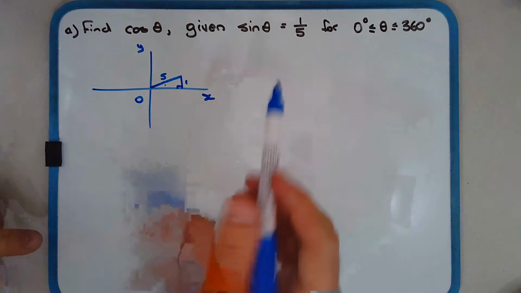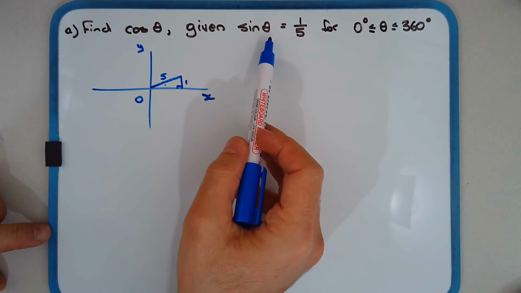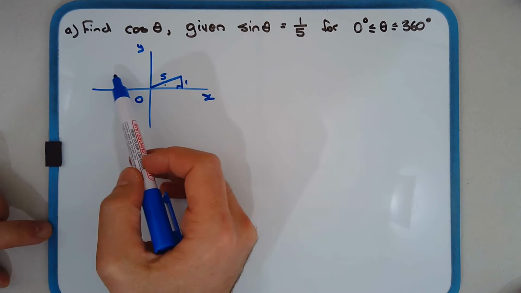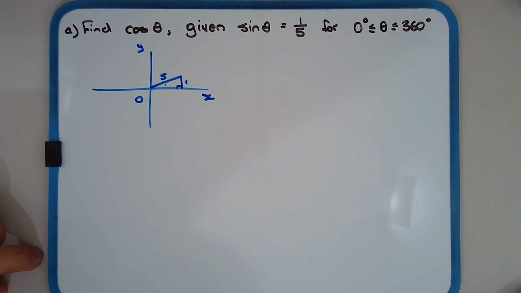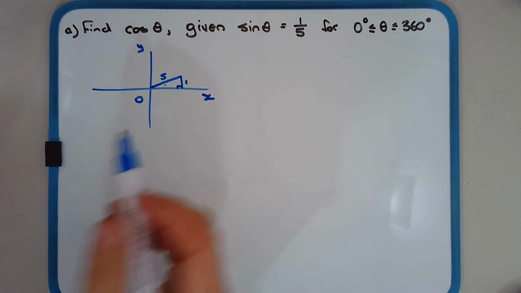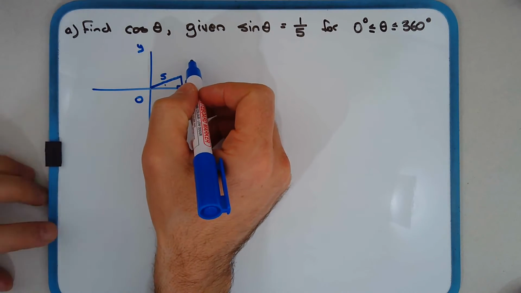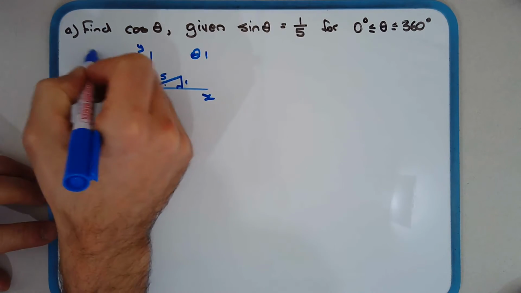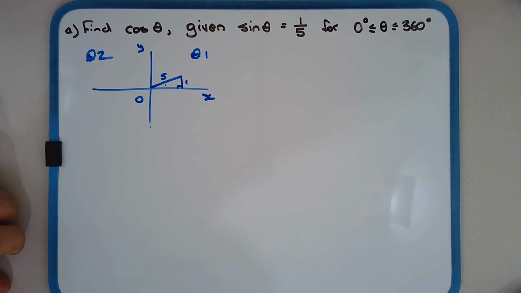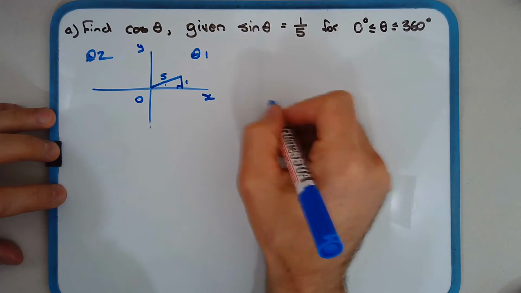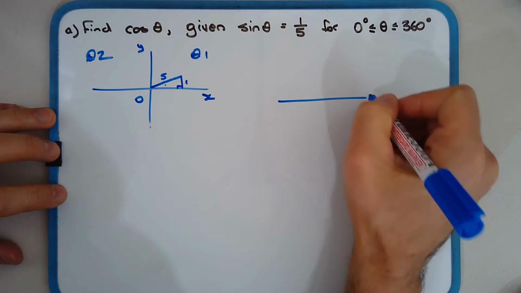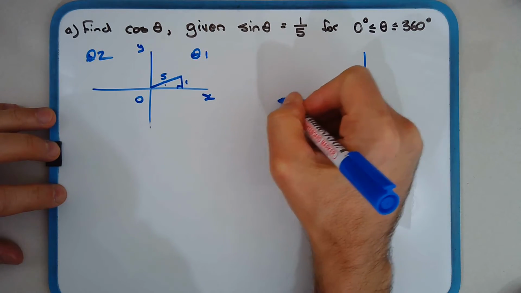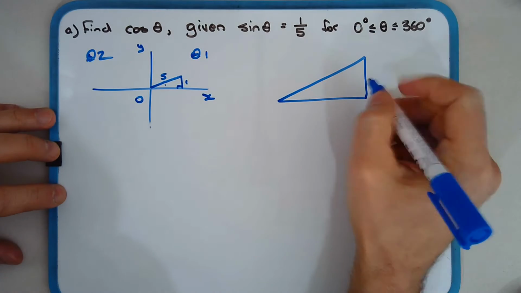Now that means that if theta is in quadrant 1 or quadrant 2, given that 1 on 5 is positive, then there are going to be two values for cos of theta. In quadrant 1, cos of theta is going to be positive, but in quadrant 2, cos of theta will be negative. The first thing that we do is look at the related acute angle. So I might draw the triangle separate to the coordinate plane, just so we can see what's going on here.